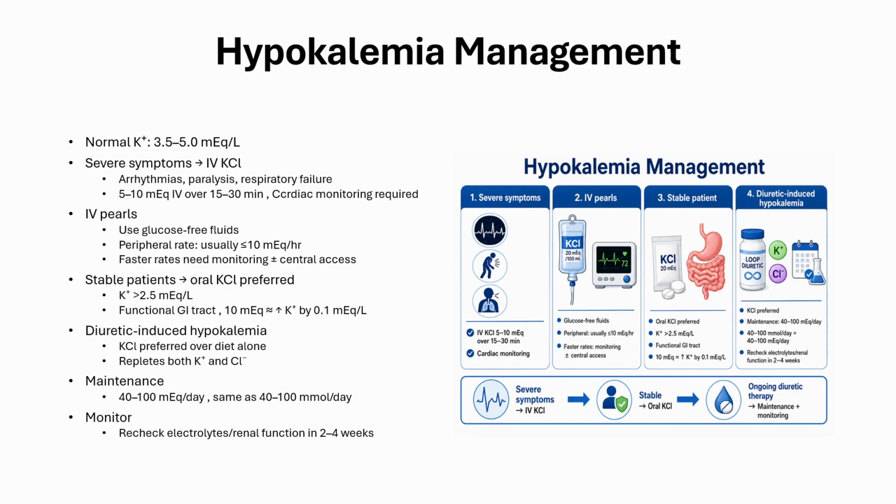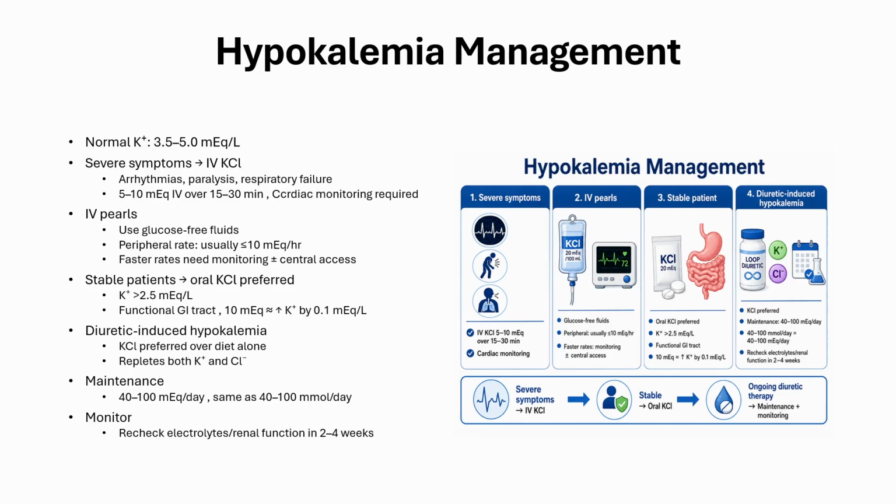Once stable, additional IV isotonic solutions containing 20 to 40 milliequivalents per liter can be given peripherally with infusion rates up to 10 milliequivalents per hour. Rates higher than this require cardiac monitoring and the use of a central line.